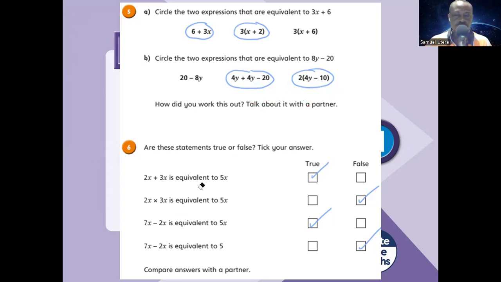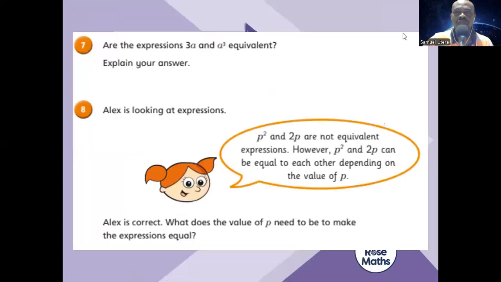And then question 6, you were asked, are these statements true or false? So you're being asked whether they're equivalent or not. Okay. So we can see they're equivalent. That one is equivalent. 7x minus 2x is 5x. 7x minus 2x is not equivalent. So they are false. Let's move on. Question 7 and 8, pause the video and have a go for 3 minutes.